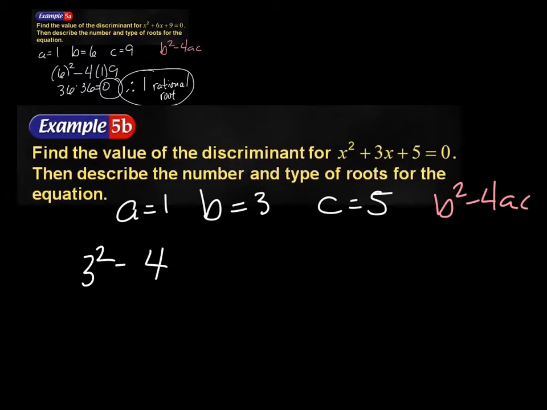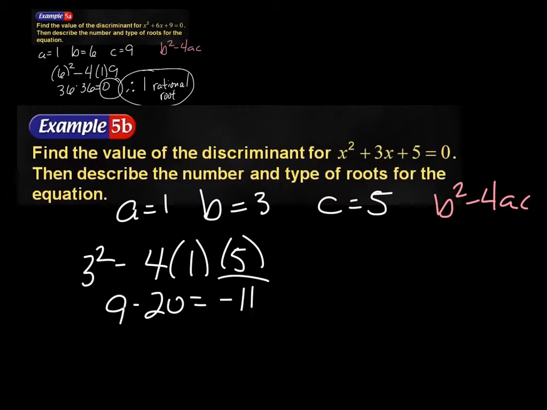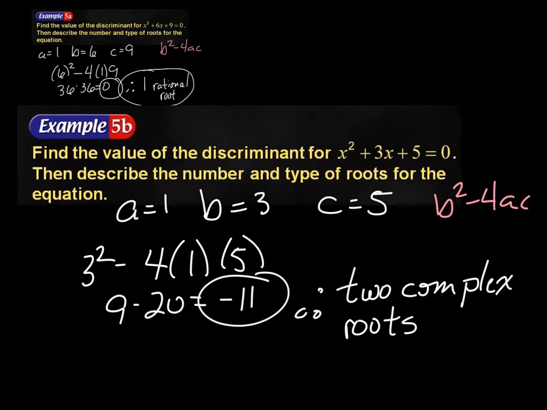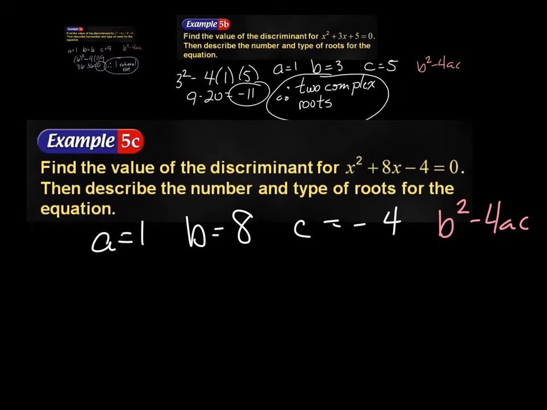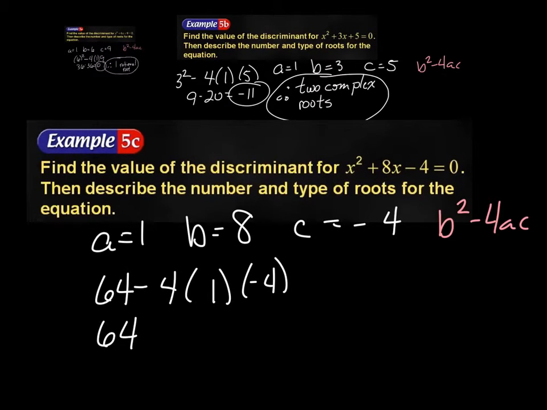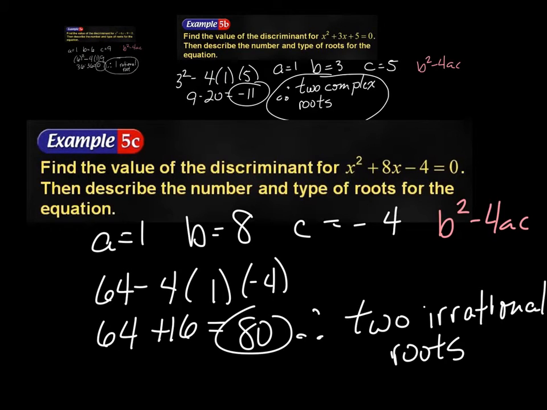So we need b squared minus 4ac. So 9 minus 20 is negative 11. Since our discriminant is negative, we'll have 2 complex roots. So we need 8 squared minus 4 times a times c. So 64 plus 16. 80 is positive, but it's not a perfect square, so it's going to give us 2 irrational roots.